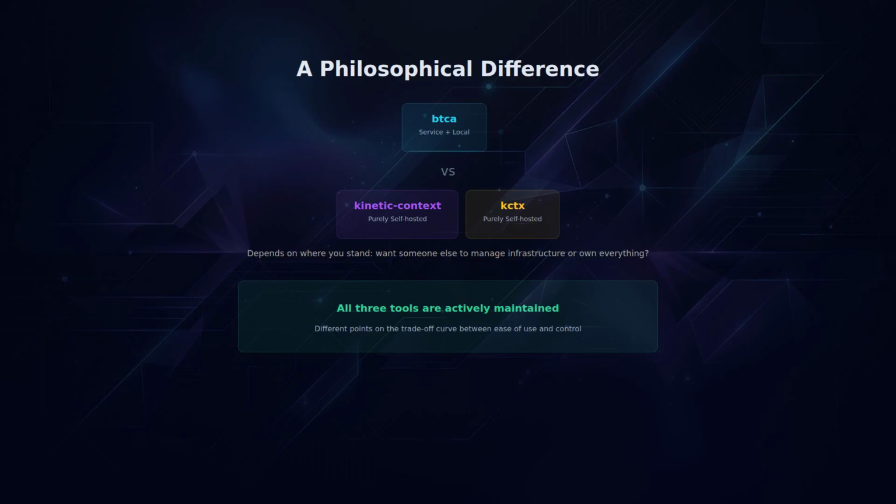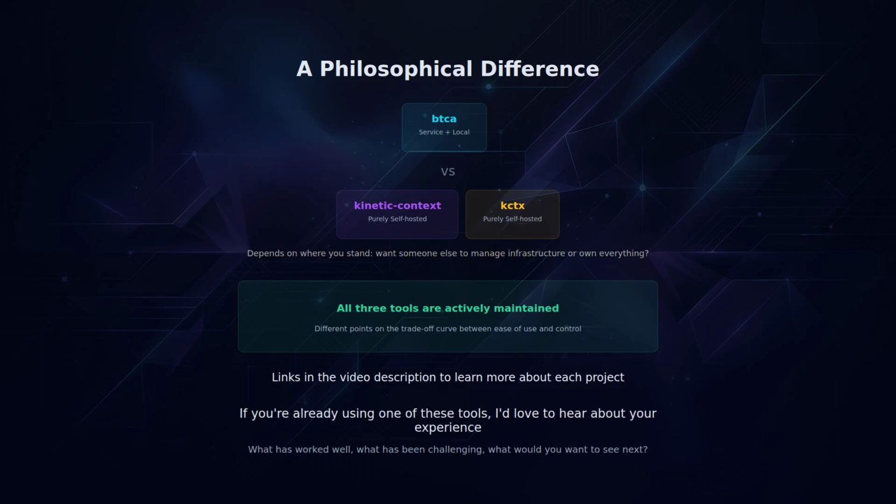All three tools are actively maintained, and they represent different points on the trade-off curve between ease of use and control. The good news is that the core idea, giving AI agents access to real source code instead of outdated docs, is proving to be valuable. All three tools are solving the same fundamental problem, and they are all getting better over time. The question is just which trade-off makes the most sense for your situation.